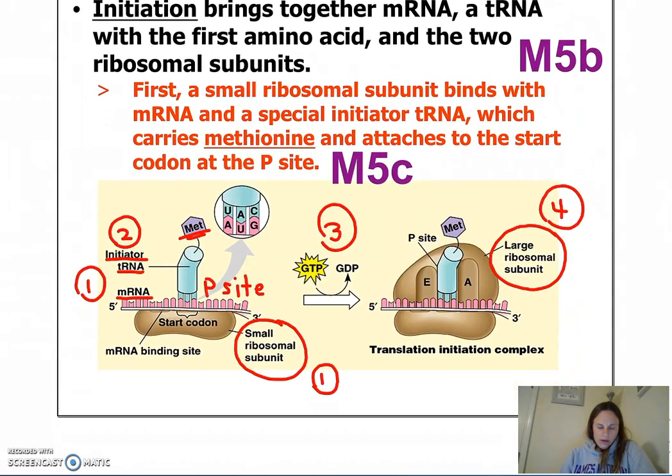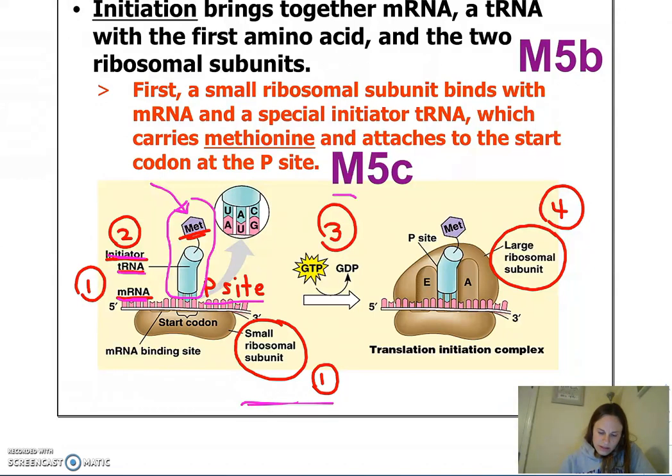So do you see how I've labeled number 1 here? I've got my small ribosomal subunit, and that's going to bind to my messenger RNA. Then I've got this special type of transfer RNA called the initiator transfer RNA. This initiator transfer RNA carries with it methionine, an amino acid. And it's going to attach at the P site, and it's going to attach to the start codon that's found on the messenger RNA.